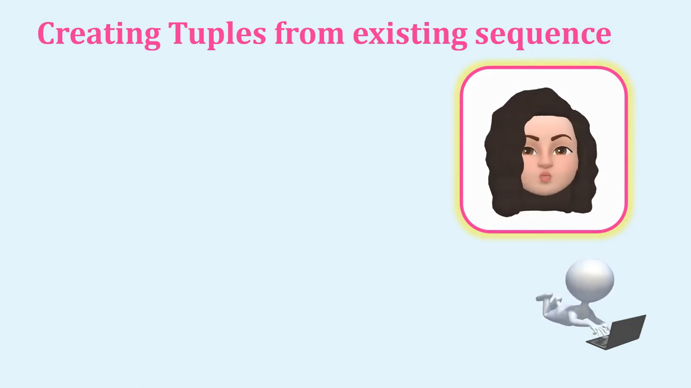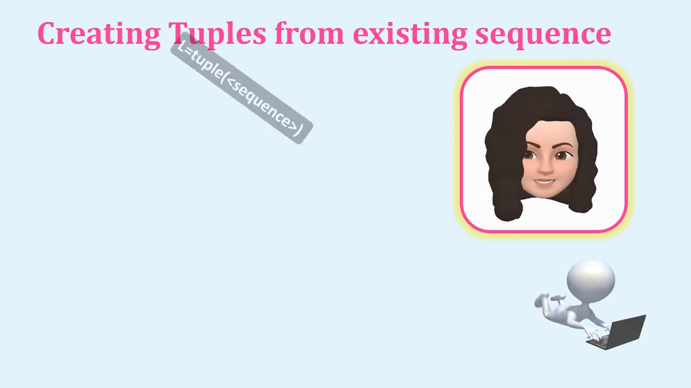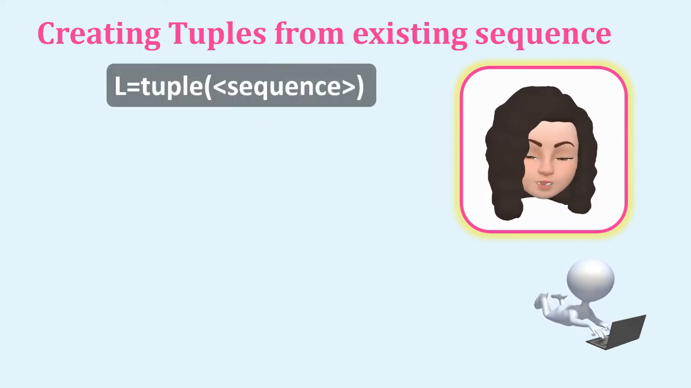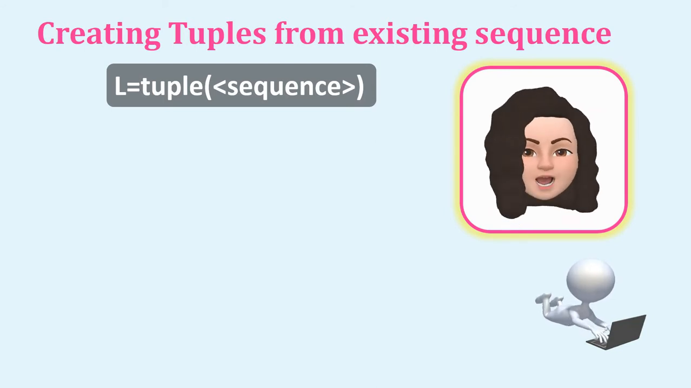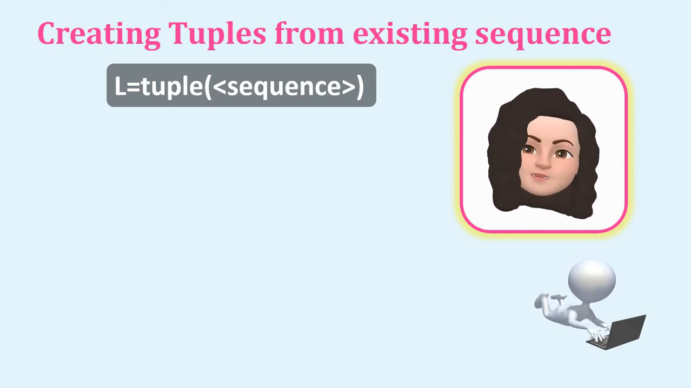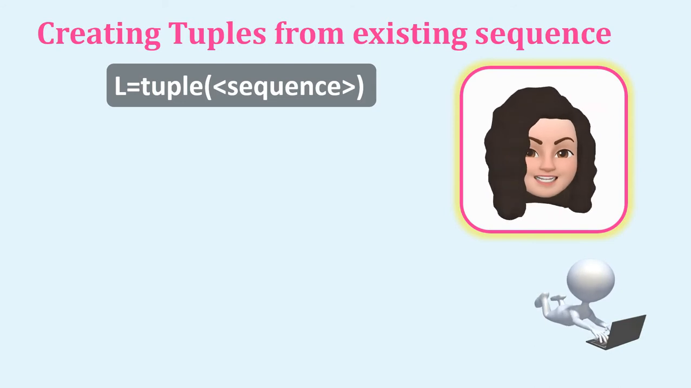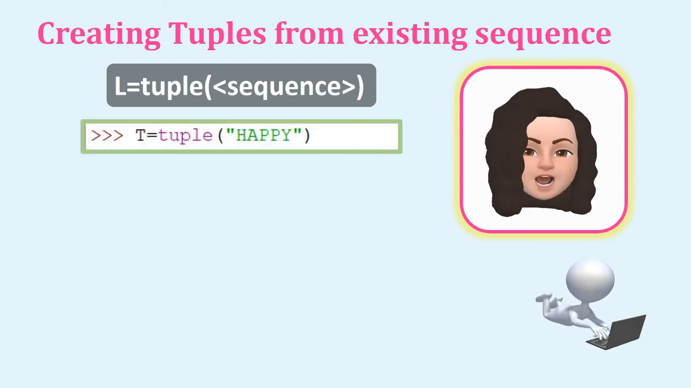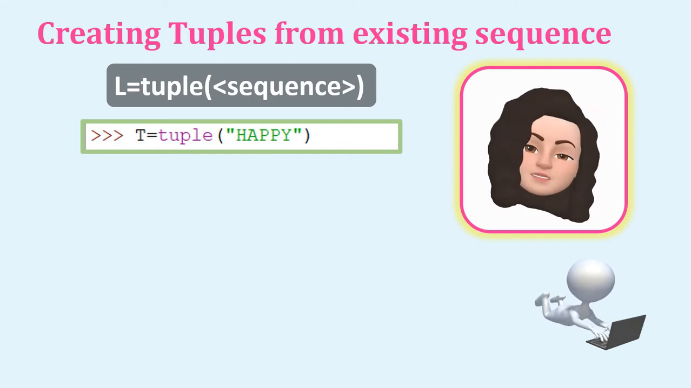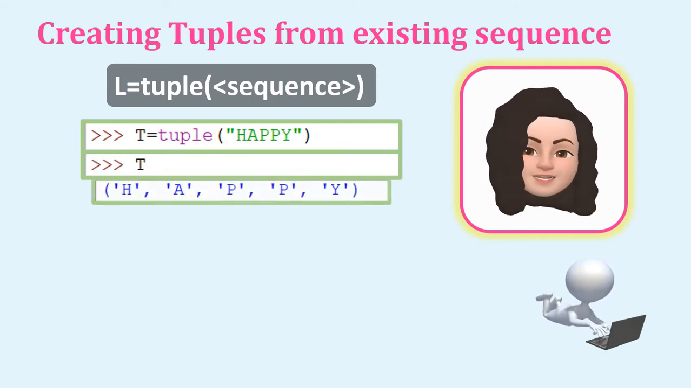The tuple function is used to create a tuple from an existing sequence. The syntax is any variable name is equal to the tuple function, within parentheses the sequence. This sequence can be a string or it can be a list. So first let's create a tuple from an existing string. So t is equal to tuple, within parentheses, "happy". Happy is the string. Now let's see what t is. Yes, it is happy. The first element of the string is the first element of the tuple, the second element of the string is the second element of the tuple, and so on.